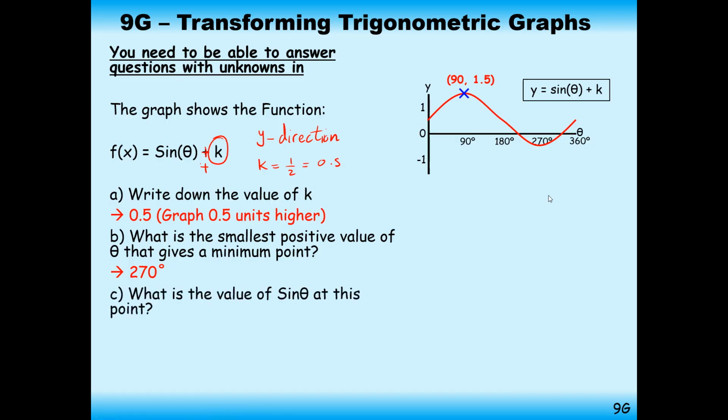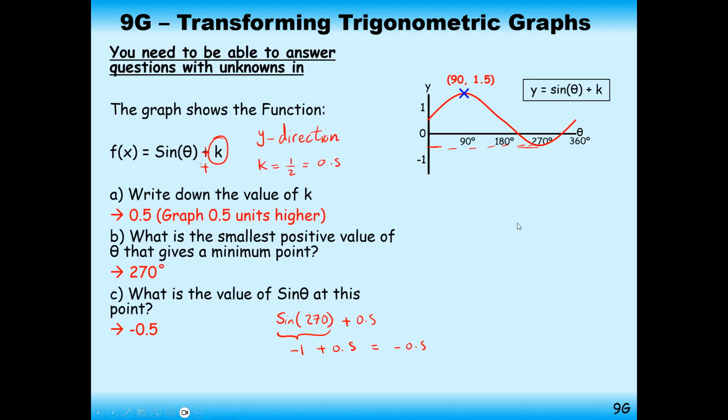What is the value of sine at this point? So what it's saying is to evaluate the sine curve at 270 degrees. We know that the function now has a half added to it at the end. So this was originally at -1. Now we're adding a half to it, so it will be at minus a half. It's not surprising to see that the y value here is minus a half.